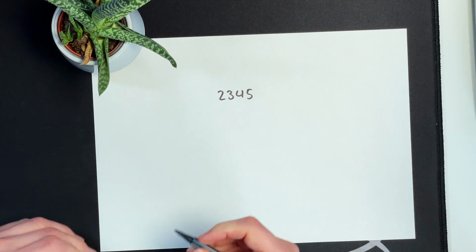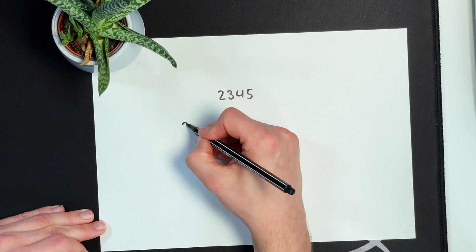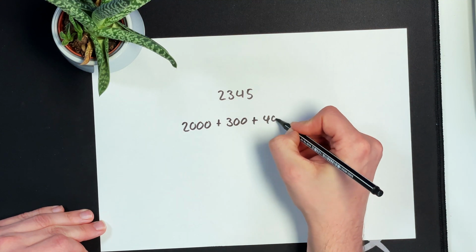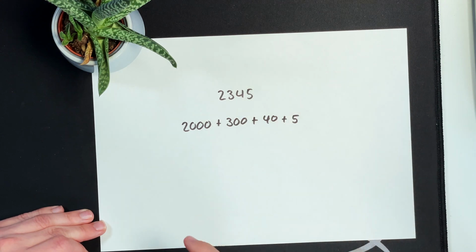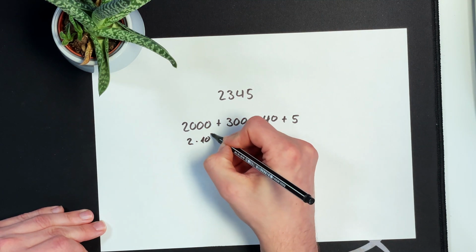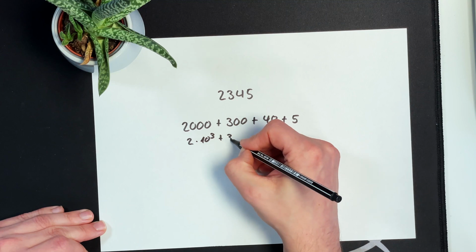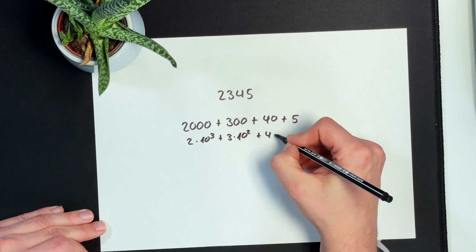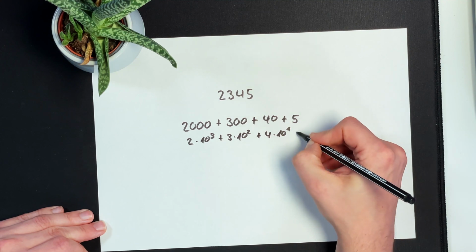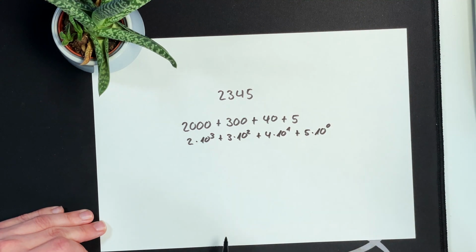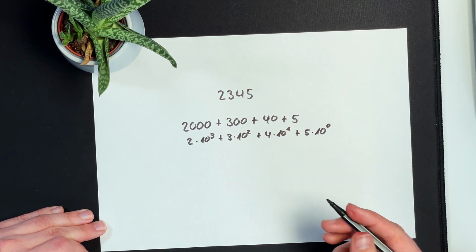So we can write 2345 as 2000 plus 300 plus 40 plus 5. And those can be expressed by powers of 10. So this can be expressed as 2 times 10 to the power of 3, plus 3 times 10 to the power of 2, plus 4 times 10 to the power of 1, plus 5 times 10 to the power of 0. And remember that anything to the power of 0 is always 1.